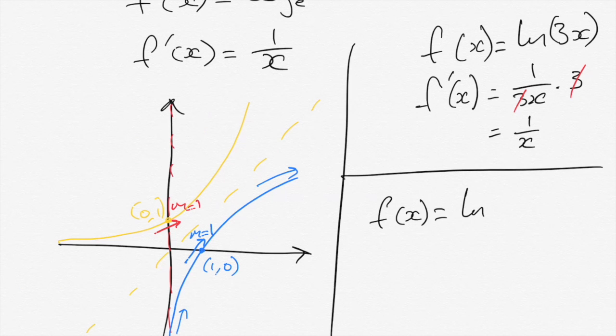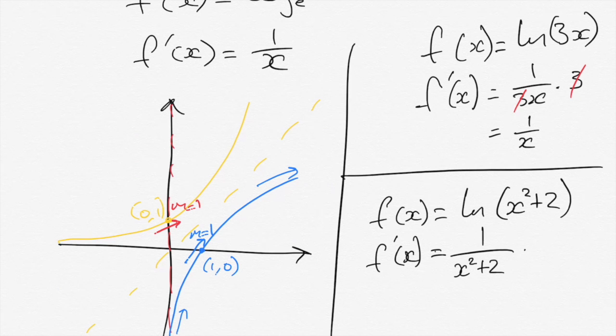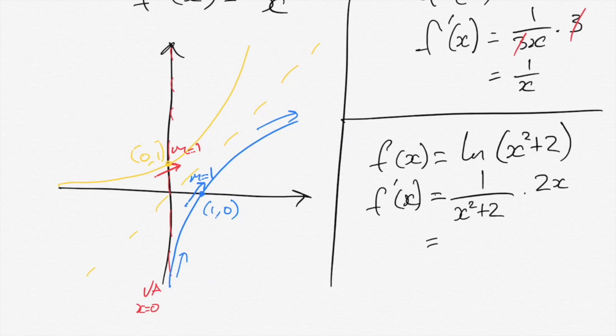If f of x is equal to ln of x squared plus 2, then f dash x equals 1 over the original function times the derivative of the original function. Simplifying that, we get 2x over x squared plus 2.